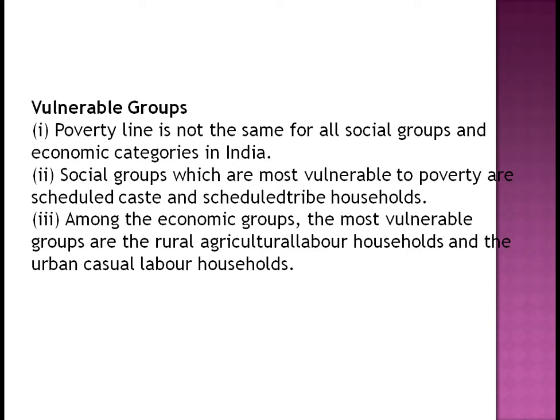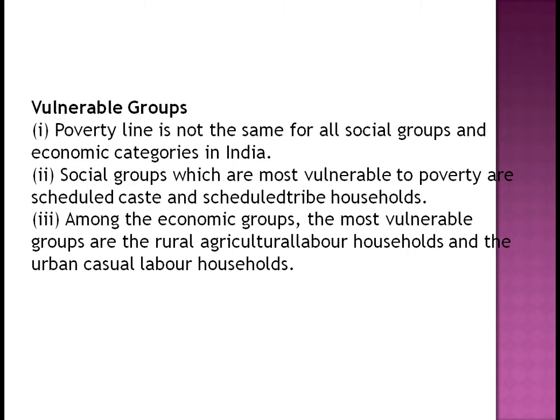Just like the economic category in India, the social groups which are most vulnerable to poverty are scheduled castes and scheduled tribes. So here we are talking about the scheduled caste group and the scheduled tribes group. They are the most vulnerable among the social groups. The most vulnerable economic groups are the rural agricultural labor households and the urban casual labor households. A few words are joined together, but don't worry about that because the slide was like that only.